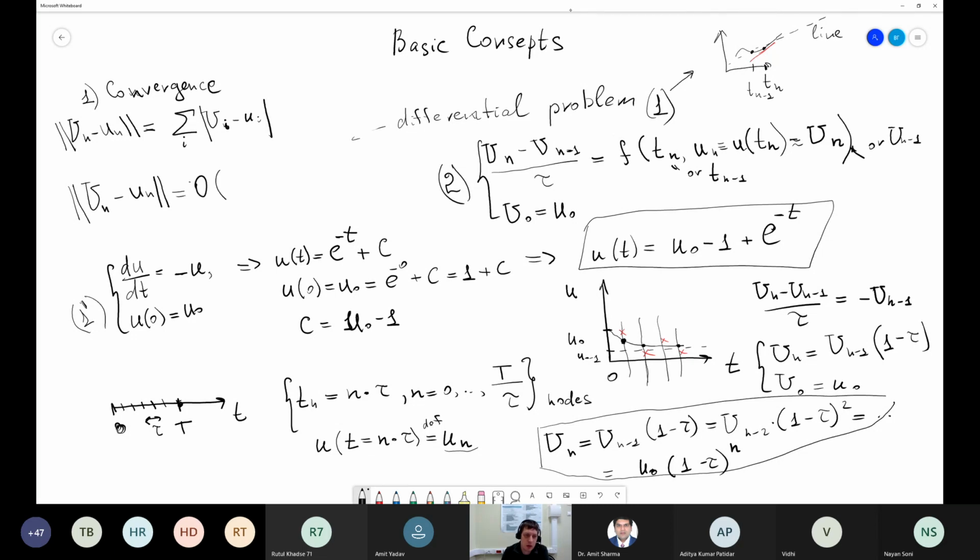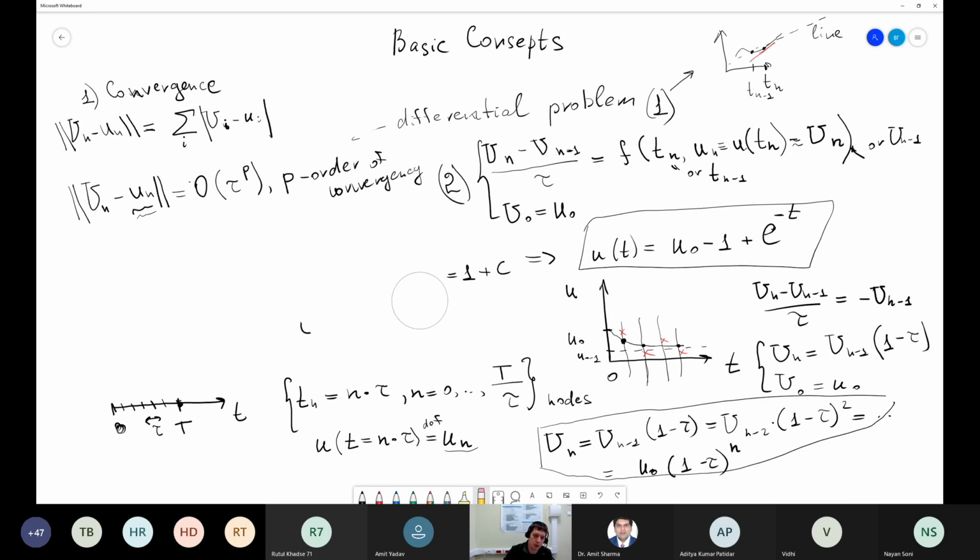O of tau to the power of p, where p is the order of convergency. What does it mean? It means that if we put enough points inside our interval from 0 to T, we will obtain the correct solution. However, we don't know how to prove that the algorithm we proposed demonstrates the convergency. How can we estimate, how can we prove the convergency of a proposed method?